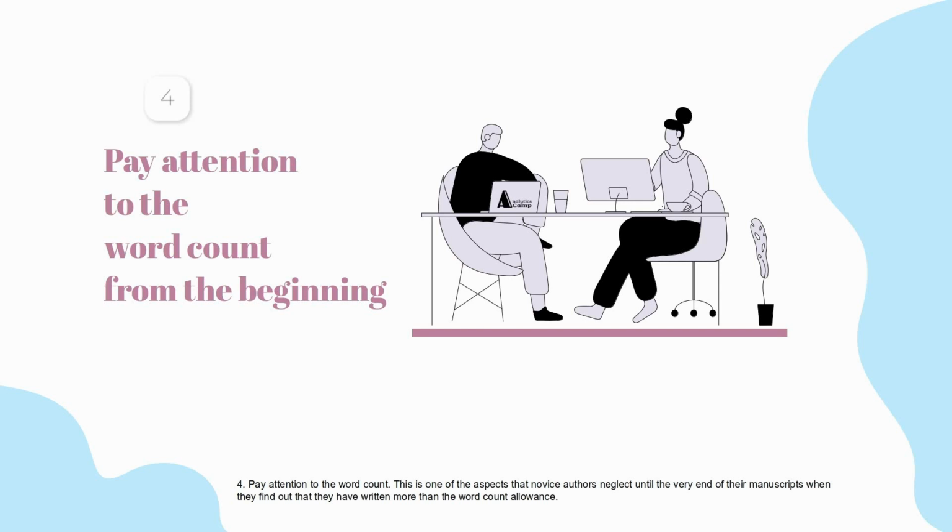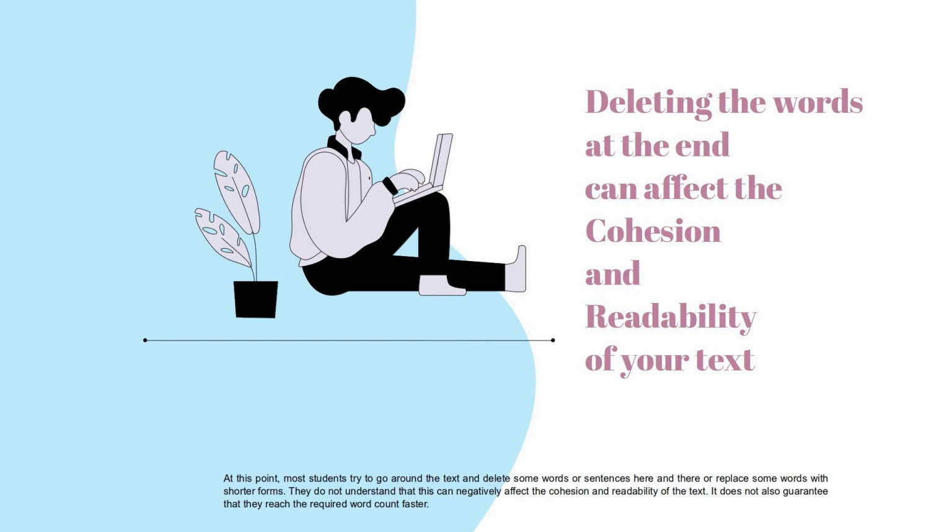This is one of the aspects that novice authors neglect until the very end of their manuscripts when they find out that they have written more than the word count allowance. At this point, most students try to go around the text and delete some words or sentences here and there or replace some words with shorter forms. They do not understand that this can negatively affect the cohesion and readability of the text. It does not also guarantee that they reach the required word count faster.